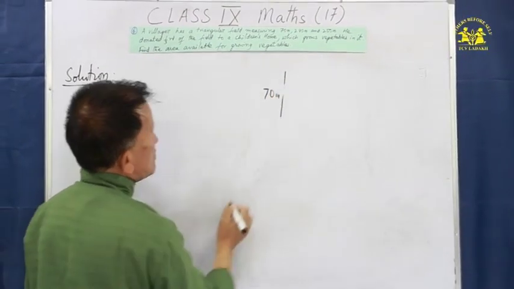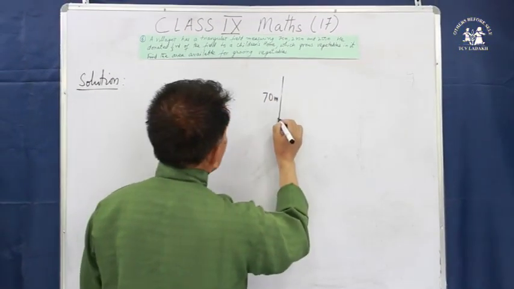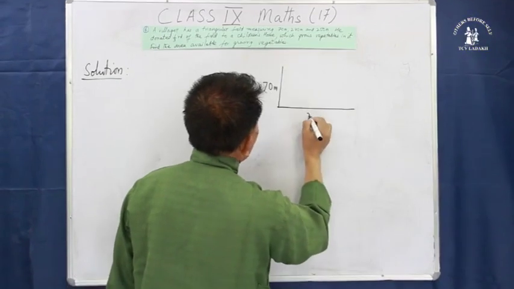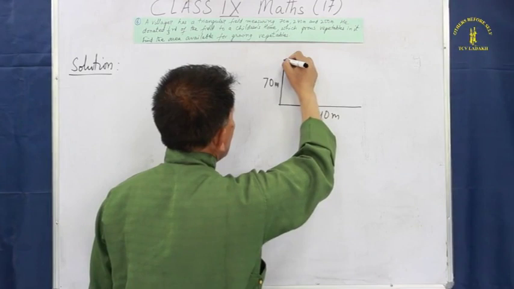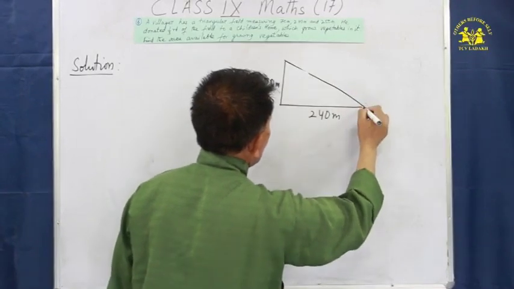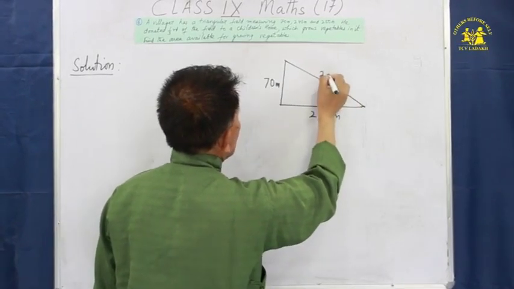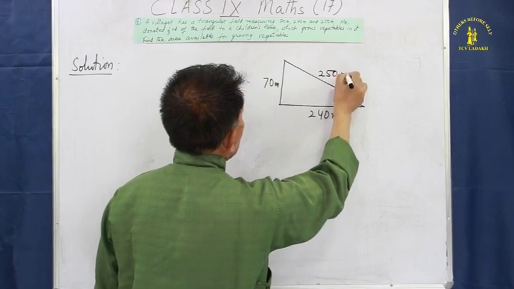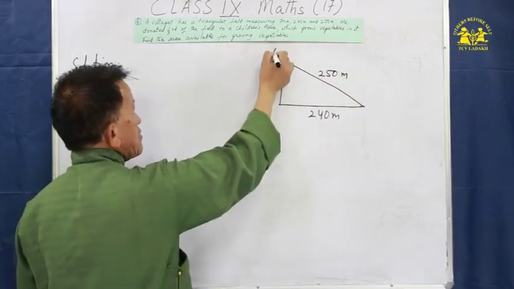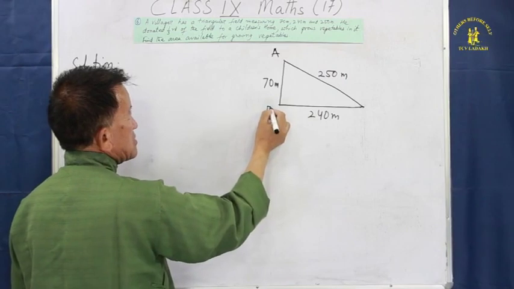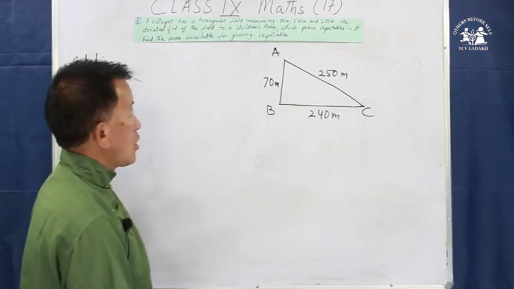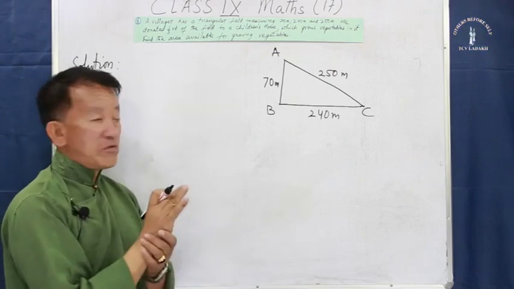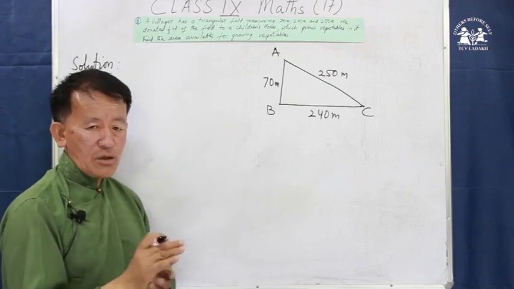Okay, let's say 70 meter, and the second one is 240 meter, and join these two. So the third one is 250 meter. Let's name this triangle field as triangle ABC. Now you can find the area of this triangle in two different ways.